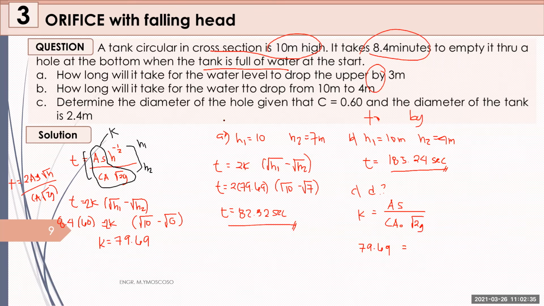Area of our tank, given that you have a diameter of 2.4. So you have your pi over 4 times 2.4 squared divided by yung C natin, which is 0.60 times pi over 4 d squared square root of 2g. Therefore, the diameter of your orifice is considered as 17.8 mm. Paki-compute ha and kindly confirm the values.